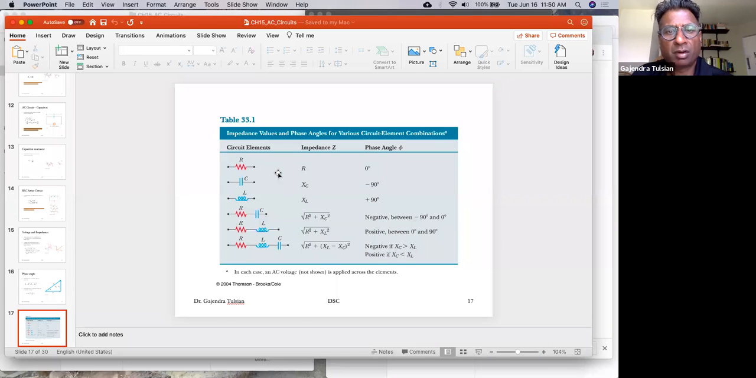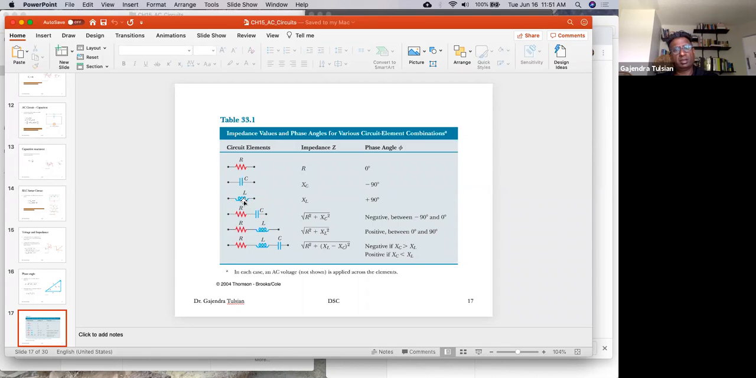All right, so now this table just lists, for a series combination of these elements, the two values that we are interested in, Z and phase angle phi. That's how important these things are. You can even find tables for them. For a resistance, the impedance is just R and the phase angle is 0. For a purely capacitive circuit, the impedance is 1 over omega C, which is XC, and the phase angle is minus 90 degrees, okay? So the voltage is 90 degrees behind the current.